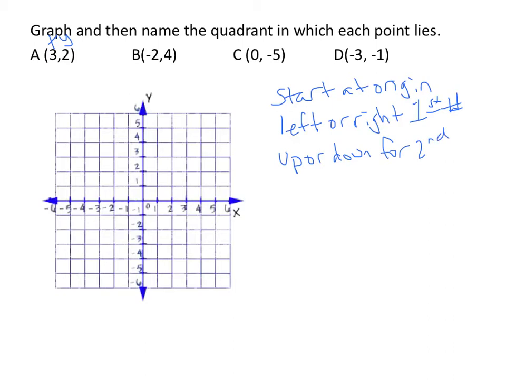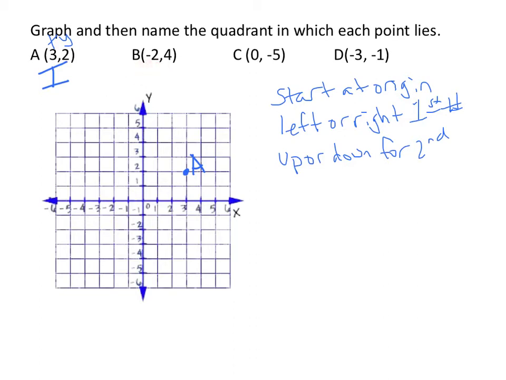So for example, I have 3, 2. So I'm going to start at the origin, right here in the middle. It's positive 3, so I'm going to go over 3, positive 2, up 2. I'm going to go ahead and graph a point there, and that is point A. Point A is in our first quadrant. Why don't you go ahead and pause the video and see if you can do the next 3 on your own and try to name the quadrant in which each one lies.